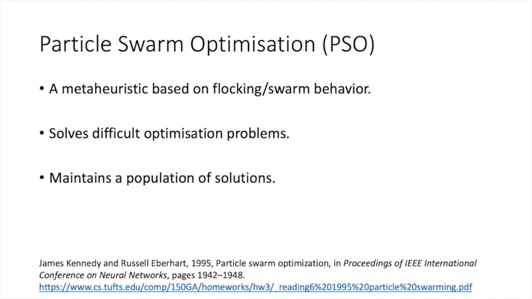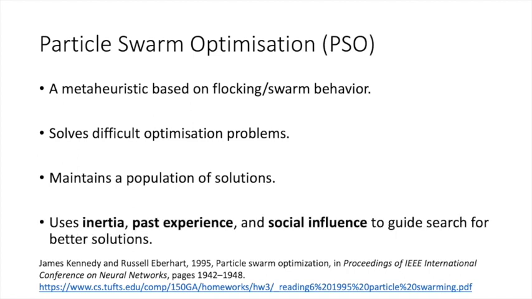And like genetic algorithms, it also maintains a population, but instead of calling it a population, it is called a swarm here. And likewise, each member of the swarm is called a particle. While genetic algorithms use genetic operators like crossover and mutation to produce new solutions, PSO uses the notions of inertia, past experience, social influence, and innovation to produce new solutions or particles for subsequent iterations. I also gave a link to the pioneering paper on PSO in the link beneath this description.